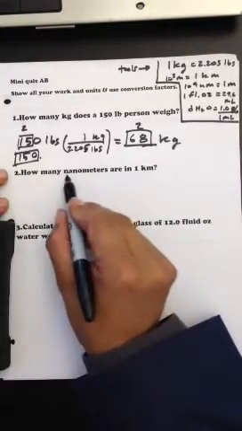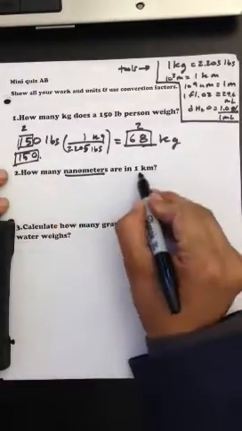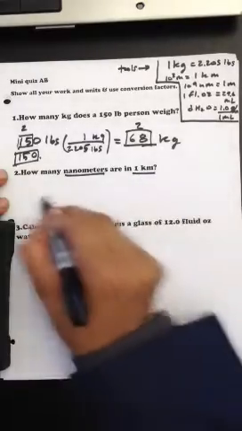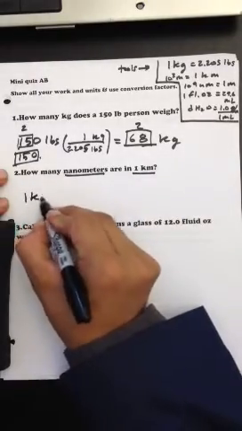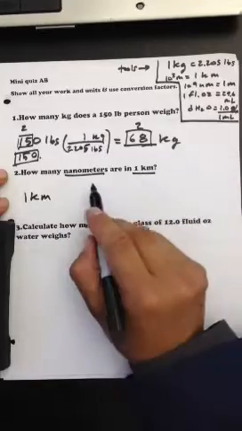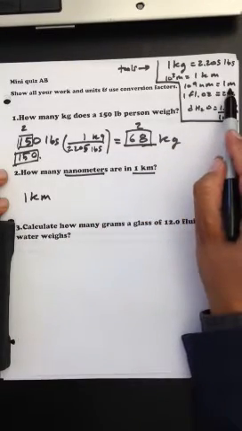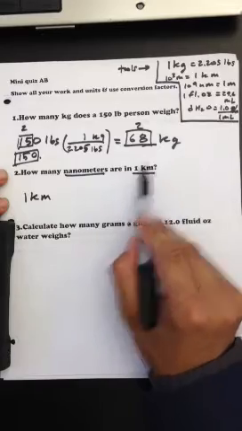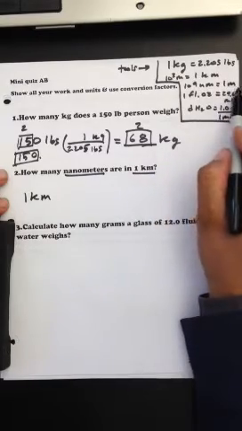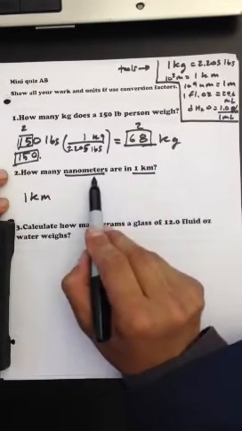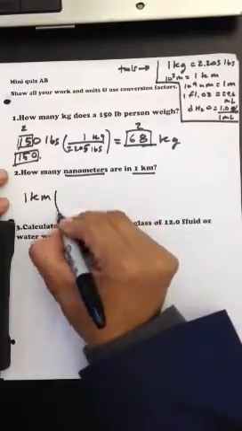How many nanometers are in 1 kilometer? Well, let's start out with what they give us, 1 kilometer. And our answer is going to be in nanometers. Okay, so we have 10 to the 9th nanometers is 1 meter, but we have kilometers. But can we convert kilometers to meters? Sure. Let's put a conversion factor.